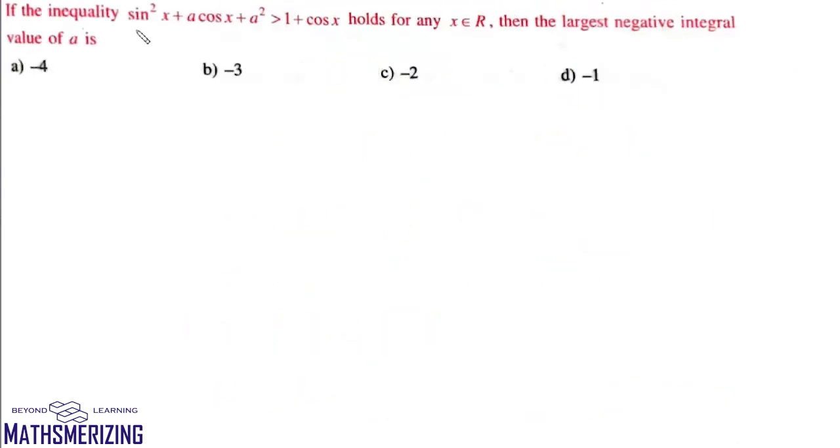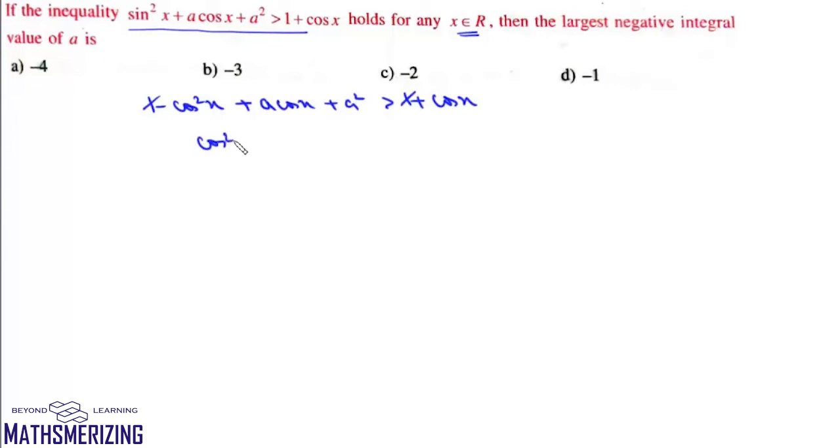Now here the question is, if the inequality holds for any x belongs to R, then the largest negative integral value of a is. So we can write this equation in terms of cos. So we'll write 1 minus cos square x plus a cos x plus a square, and it should be greater than 1 plus cos x. Now we'll cancel this 1 with 1. So we can write this equation as cos square x plus (1 minus a) cos x minus a square, and it should be less than 0.